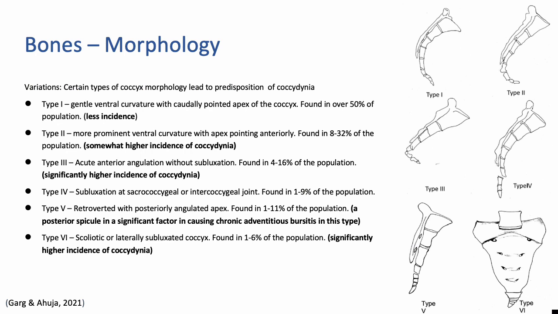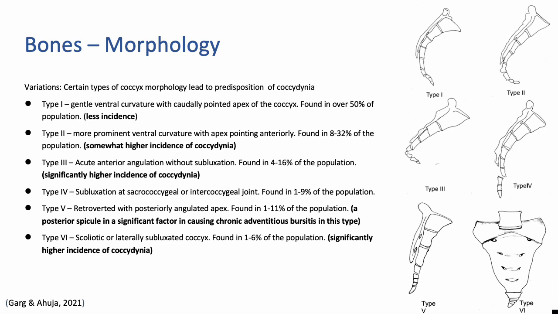So there are 6 types of coccyx morphologies. Back when I learned about it, there were only 4, but there are 6. I will talk about the predisposition towards coccydynia of each type. So type 1 is going to have the least incidence of coccydynia, while type 2 is going to have a somewhat higher incidence of coccydynia, and that one has a slightly more ventral curvature.